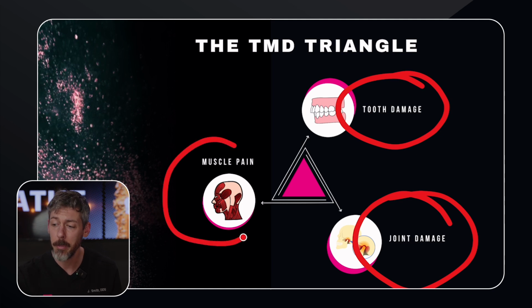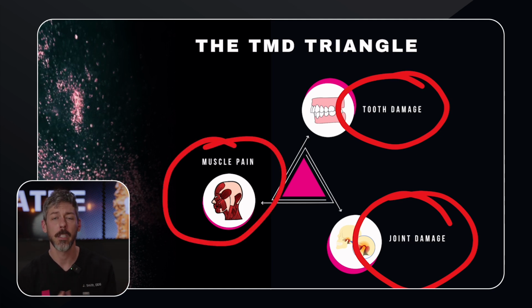And then other times it becomes muscle pain, where the muscles are just chronically inflamed and irritated from having to work so hard to align the bite. And you may be having a lot of headaches, migraines, but your teeth are fine and your joints are okay. And I'd say most of the time it's a combination of all 3, but one tends to always kind of take the cake for each individual. Not really sure why, but that's just kind of what I see.